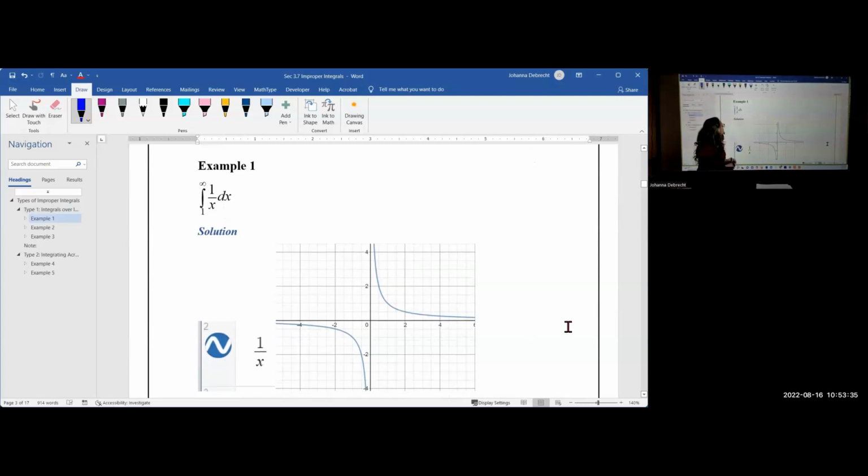In this example, we are looking at the integrand 1 over x. This is our function, which is the basic rational function. You can see it here in blue. This is the graph of 1 over x. And we want to integrate from 1 to infinity. So we're really starting here at 1 and going out to the right.